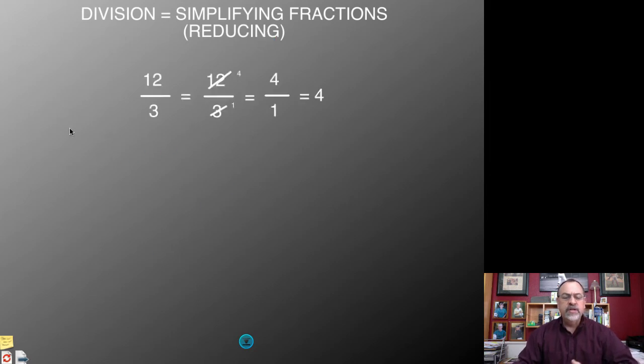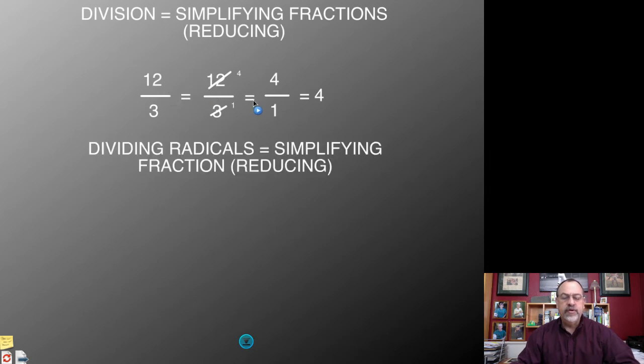Now division really is just like simplifying a fraction. If we have 12 over 3, that really means 12 divided by 3. But we don't have to go out and do our long division algorithm. We simply reduce the fraction, and that is doing the division. So if I divide both of these by the common factor of 3, I have 4 over 1, which is 4. 12 divided by 3 is 4. So really the division algorithm can be replaced by doing some reducing of a fraction.